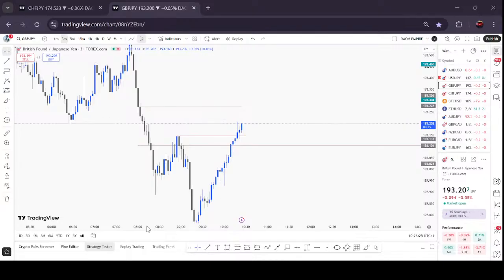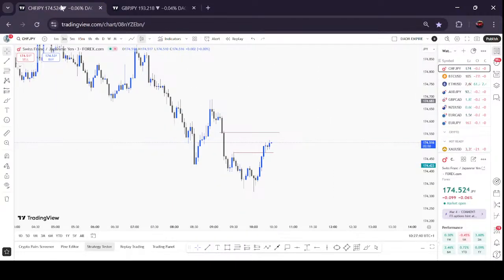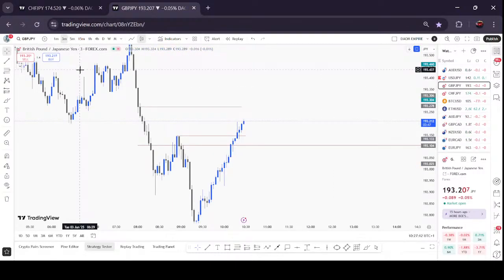Okay, I call it the simple concept. Let's wait for GBP to push up. Let's go.